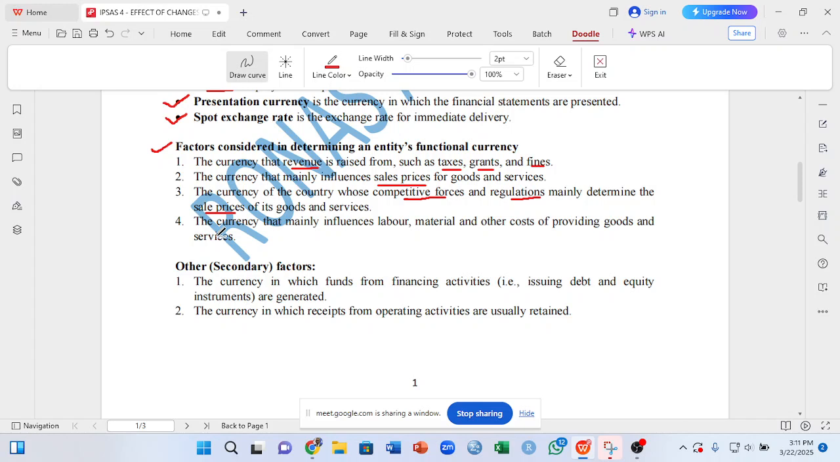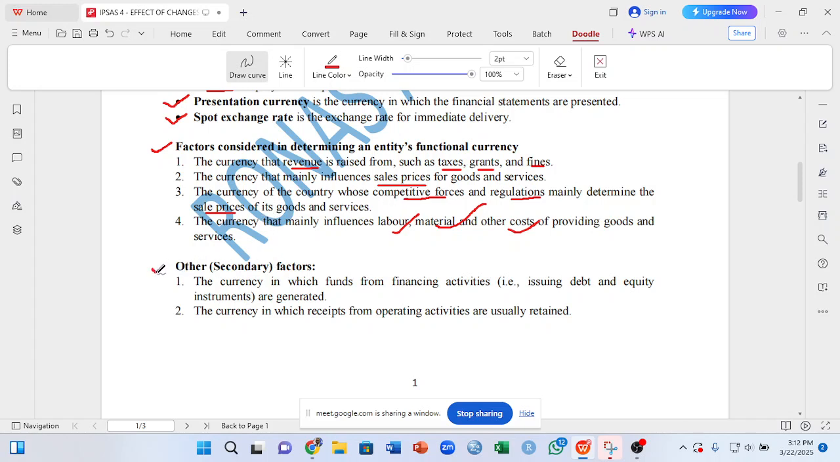Then the last one we have is the one in which your direct costs are denominated. Basically, direct cost here refers to direct labor, direct material, and any other direct cost of providing those goods or services. So the currency in which your direct costs are denominated, which is the labor, material, and other associated costs relating to you providing your goods or services as an entity. So these are the primary conditions you need to know.